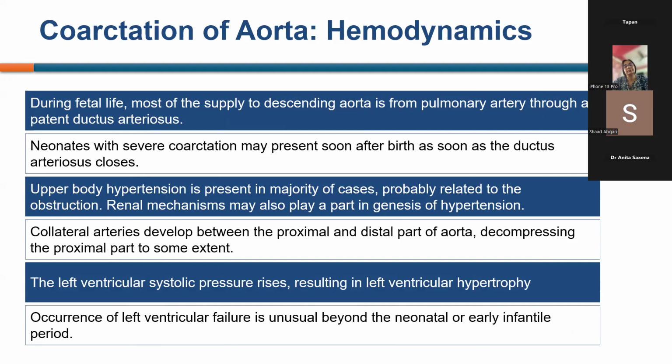If it's a relatively older child, you expect upper body hypertension, but unfortunately we often don't measure blood pressure in children, and therefore we tend to miss it. But if you are carefully looking at the femoral pulses, then you are going to diagnose it, because femoral pulses are going to be weak and delayed.